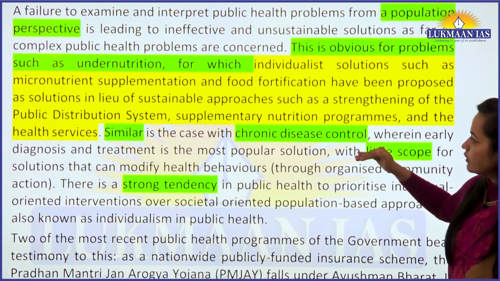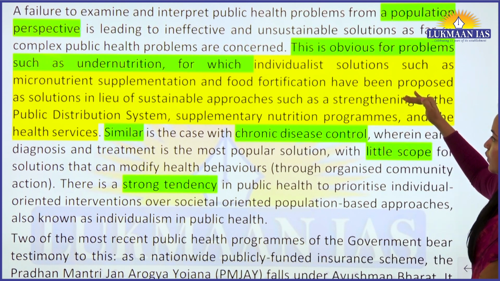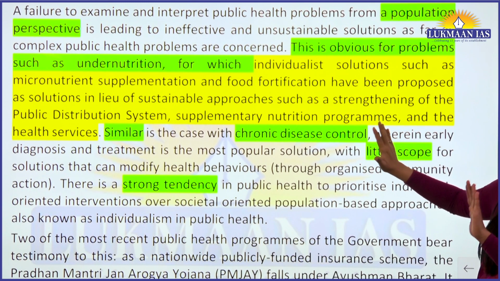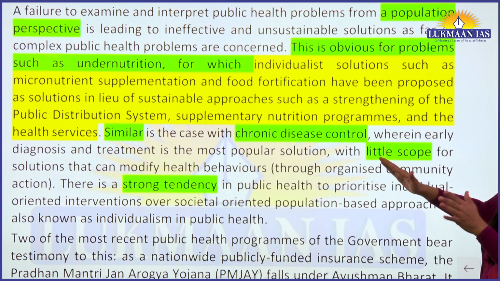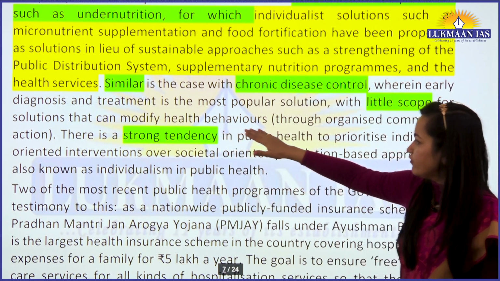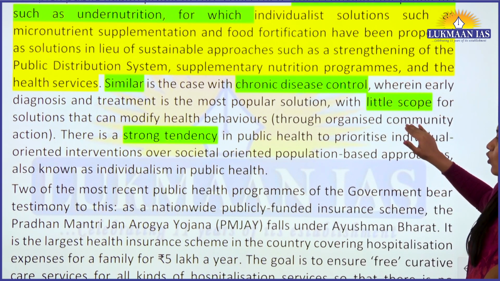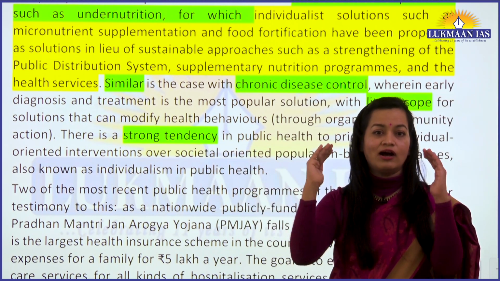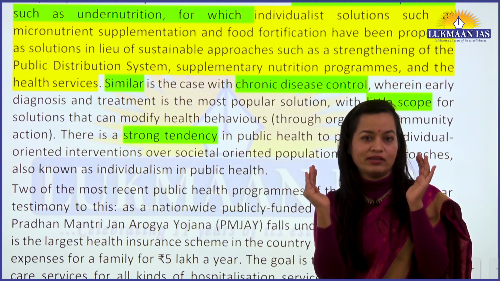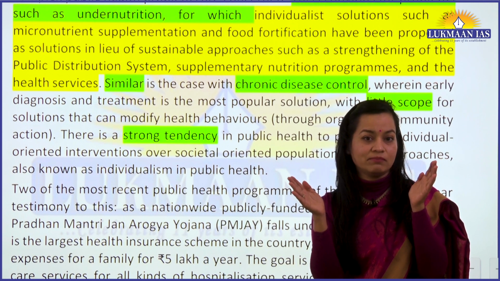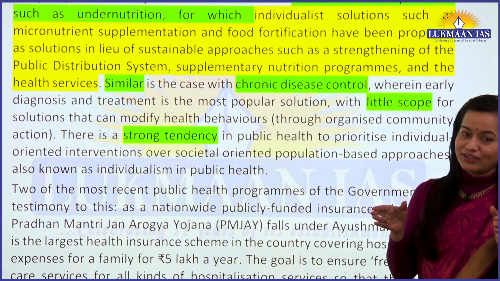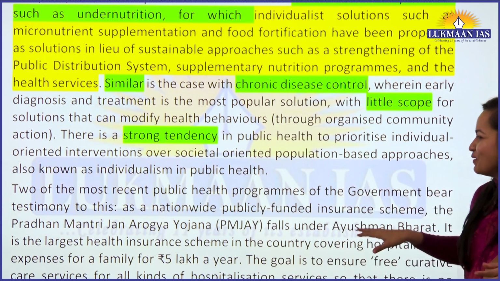If you're just looking at providing individual requirements, these solutions, then the tone of the passage says there is a problem. And what is the problem? That can modify health behaviors through organized action. This article has put that in brackets, but actually that is part of the main theme. Community-driven action or community action is required to look after public health well.